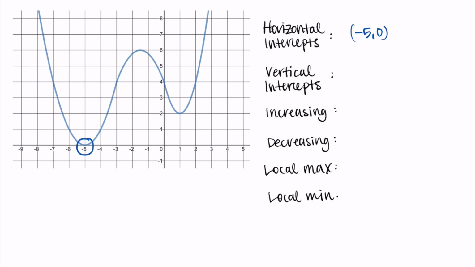Next, for the vertical intercepts, we want to look at where the function crosses the vertical axis or the y-axis. I'm seeing that that happens at 0, 4. So 0, 4 is my vertical intercept.